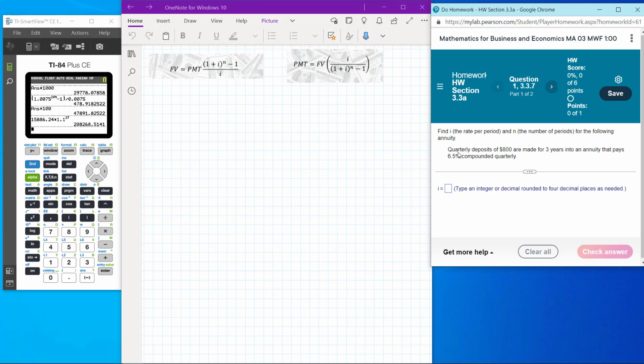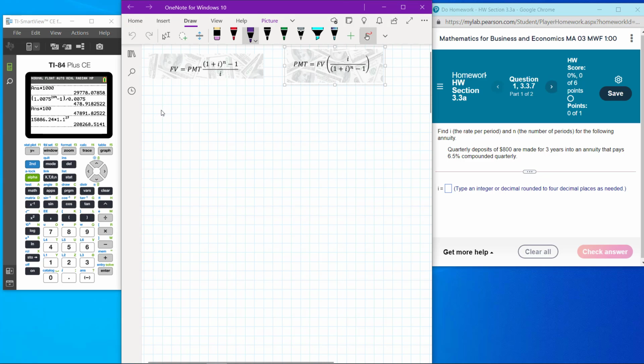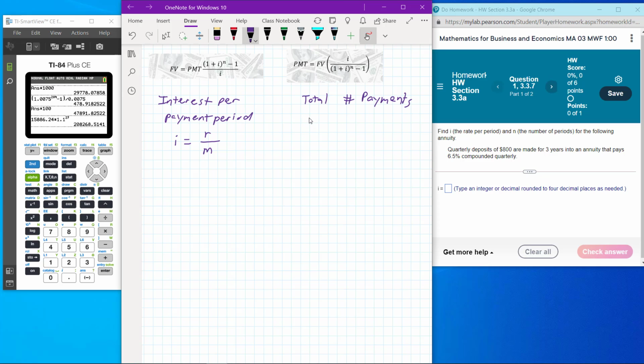Okay, so the equations that we're going to be looking at are the following. The first one is our interest per payment period. That is I, and that is going to be equal to the annual interest rate as a decimal divided by the number of payments per year, which is M. The total number of payments, which of course is going to be N, is going to be equal to the number of payments per year, which is M, times the length of the loan in years, which we will call T.